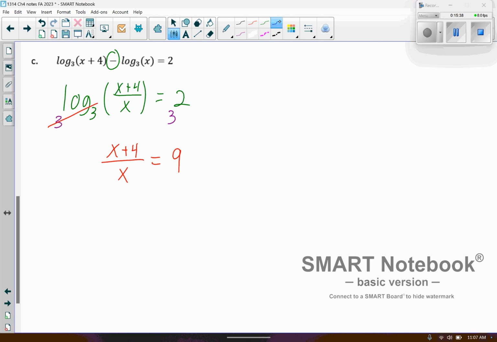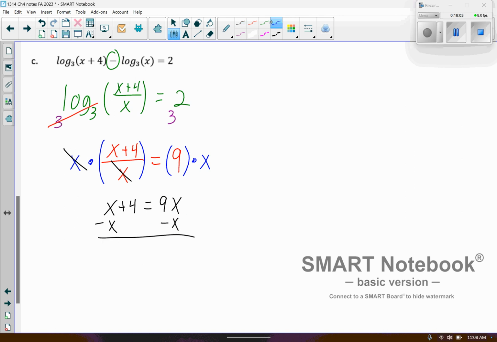And then here we just need to solve for x. So first thing I want to do is get rid of my fraction. So I'm going to multiply both sides by x, and that should take care of that fraction on the left side because the x's will cancel out. And I'll be left with x plus 4 equals 9x. And then I will subtract x from both sides. And then I'm left with 4 equals 8x. And then we'll go ahead and divide by 8 on both sides. And I end up getting 1/2 equals x.